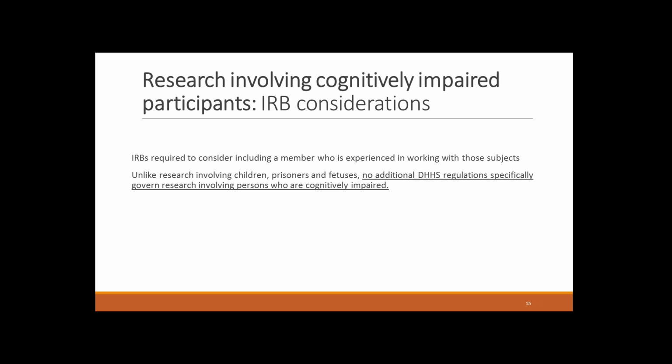Again, what the IRB would do: if you're doing a study specifically with people who are cognitively impaired, the IRB would have someone on the board to review them. And one of the things, and this is overriding for all of the different populations, is that when you do research focused on these populations, be sure you have to use them.